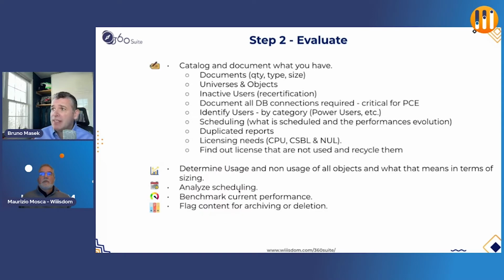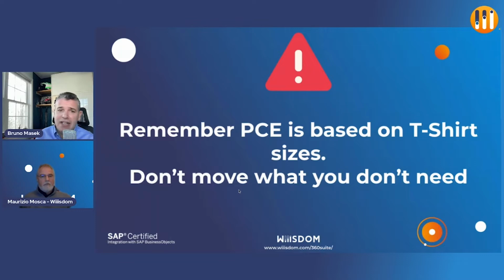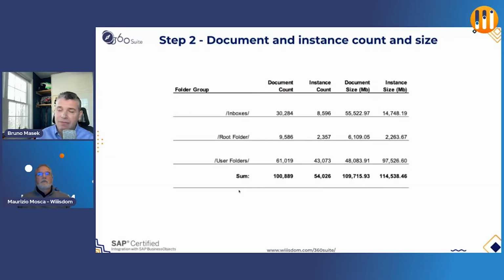So step number two is all about evaluating. Here, as you've done the preparation, you're able to catalog and document everything you have. That can be documents, universes, etc. You can discuss usage, scheduling, benchmarking. One thing to keep in mind when you go to PCE is that it is a t-shirt size. So you need to make sure that you clean whatever you're not using. Of course, you need to find what is not being used.